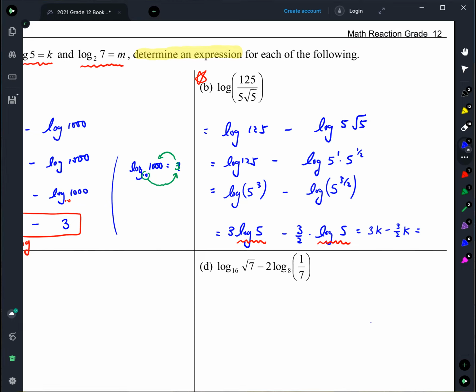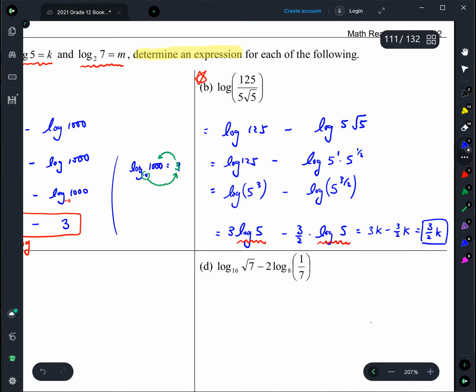3k minus 3 over 2k. There's no more log now. How do we simplify it? Make the 3 into the same fraction. Yeah, okay. You can simplify and let me know what you get. Is it just 3 over 2k? 3 over 2k, yes. Okay, just combining the like terms, that's all. Okay, so 3 over 2k is your final expression.